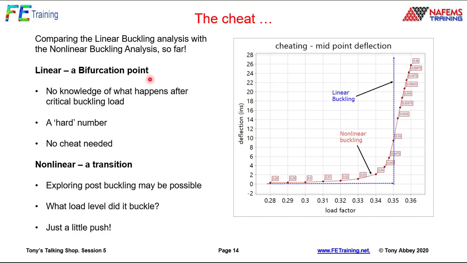So there's some pros and cons in here. There's no knowledge of what happens after critical buckling. We do get a hard number, though, in the sense that we get a number. And that can often be quite useful. People like that because we want to put a margin against that. Now, again, is it a good number or not is another question, but at least we do get the number out. And there's also no cheat needed. And we'll see why there's no cheat coming up in a few slides.